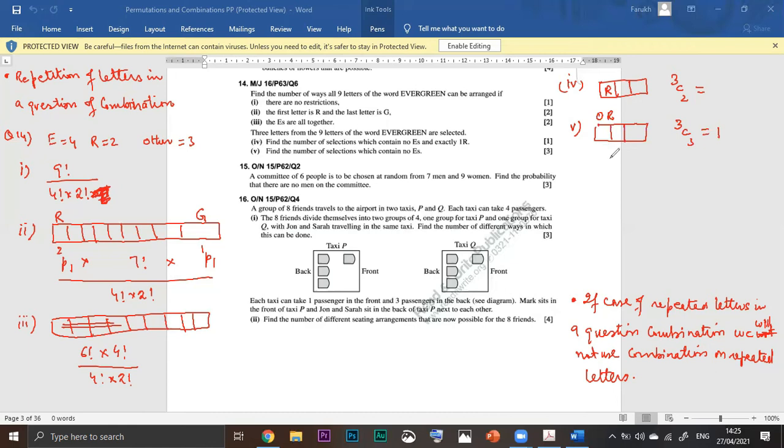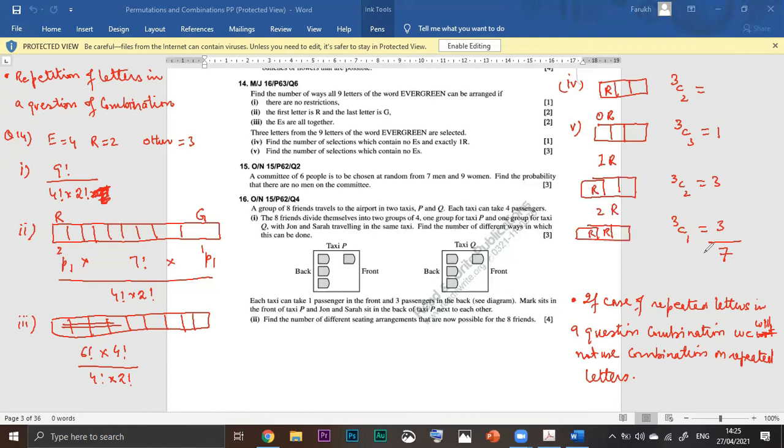Now the second case is 1 r. If there is 1 r, then 3c2. If there are 2 r's, from the remaining 3, we will select 1. 3c1 is 3. The total number of selections are 7. This one is the answer.